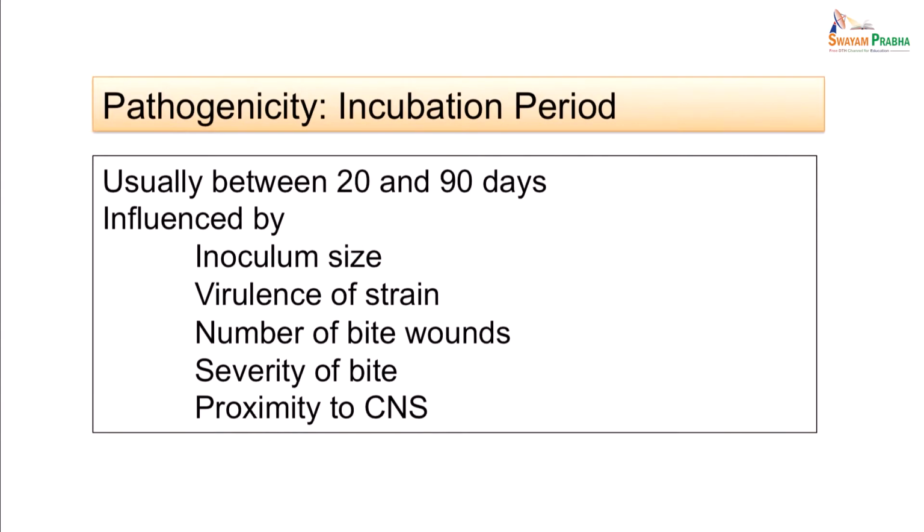The incubation period is influenced by various factors like inoculum size, the virulence of the viral strain, the number of bite wounds and the severity of the bite, and it is also associated with the proximity to the CNS. Basically, the incubation period depends upon the time required by the virus to reach the central nervous system. So, it is usually short in children, it is short in short people, and it is also short when the wounds are present on the head, neck or face or on the upper extremity.